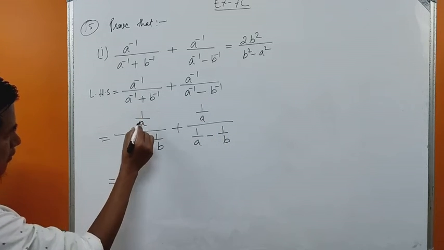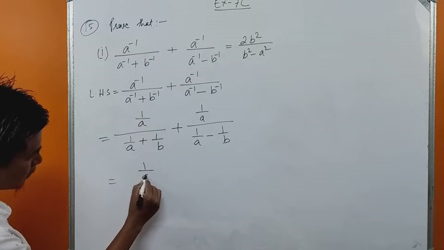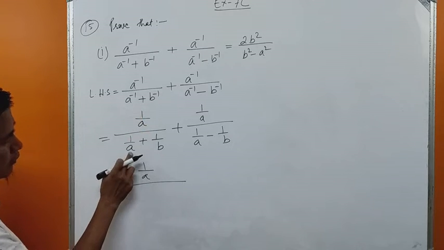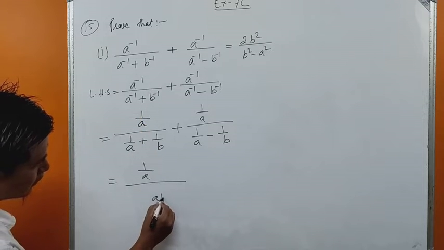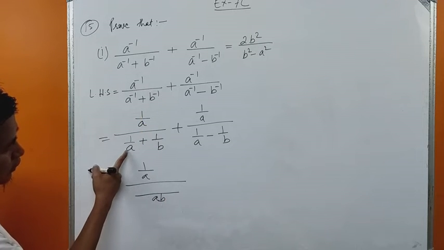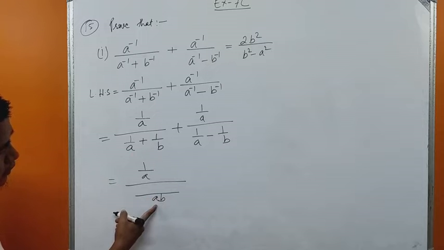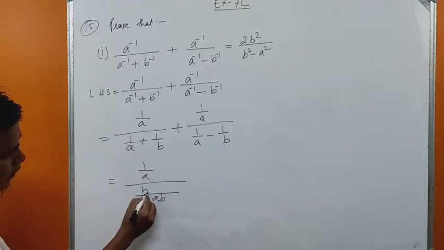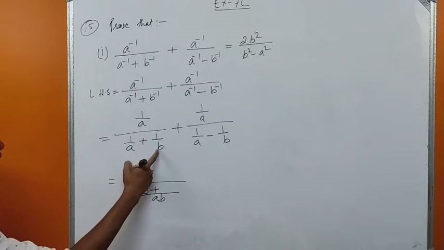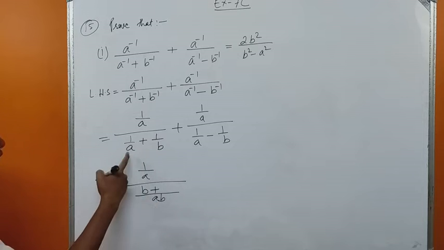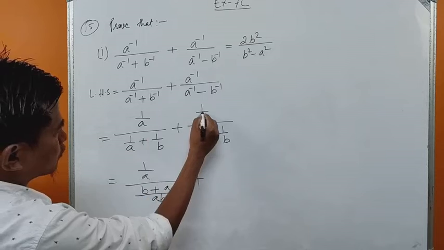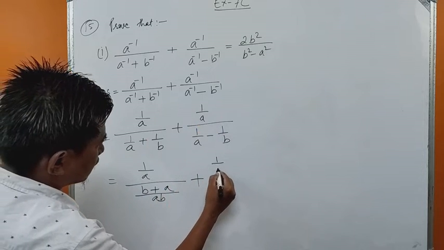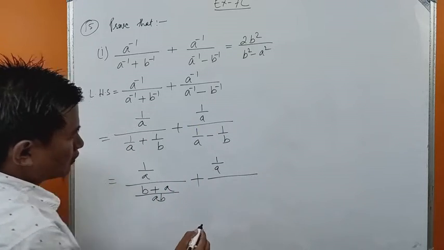Now we have 1 upon a in the numerator, we copy as it is. In the denominator we take the LCM of a and b. LCM will be ab. So a into b is ab, so b into 1 is b, plus b into a is ab, so a into 1 is a, plus this 1 upon a we write as it is, 1 upon a whole upon this is a.